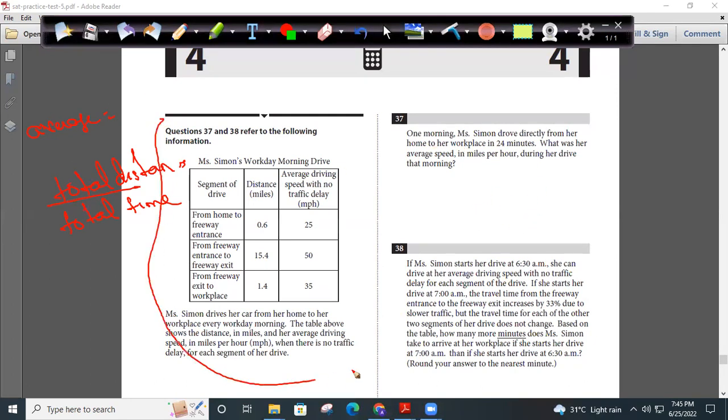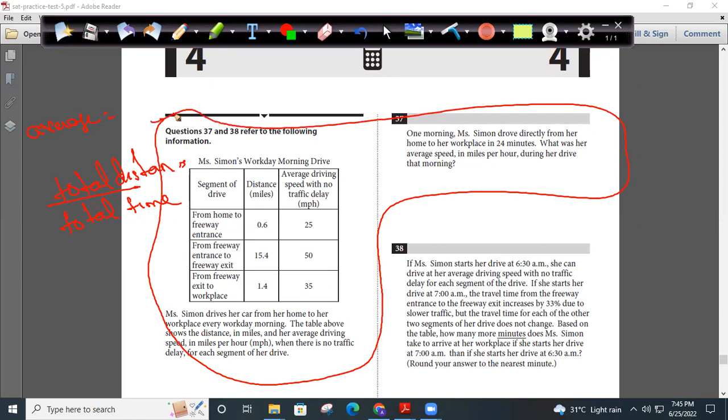So this question is referred to this. Please find what is the average speed in miles per hour during her drive that morning. Miss Simon's workday morning drive. Segment of the drive, distance, average driving speed with no traffic delays. And there is no traffic. One morning she drove directly from her home to work for 25 minutes. What was her average speed in miles per hour during her drive that morning? Okay, very good.